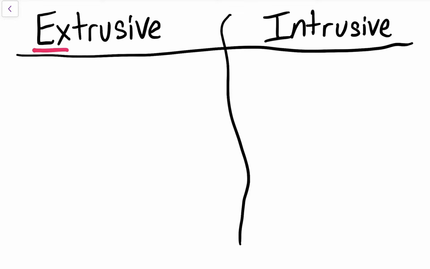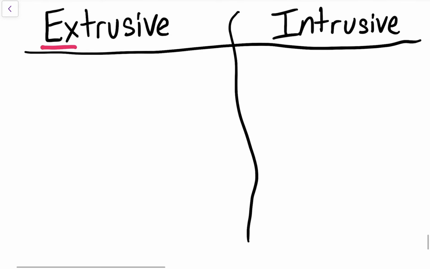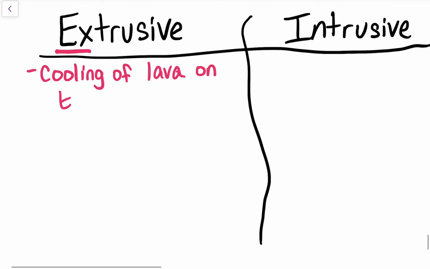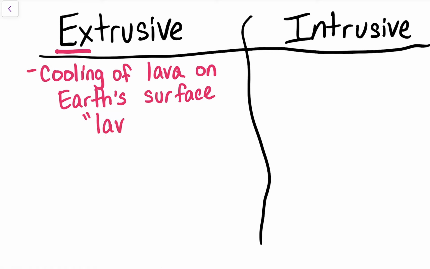Extrusive igneous rocks form from the cooling of magma. I'm sorry, that's the cooling of lava, right? Because we are on the surface of the earth. The cooling of lava on Earth's surface. And we can remember this by saying the lava exits. It exits the earth, it's on the outside of the earth, and that's where our extrusive igneous rocks form.